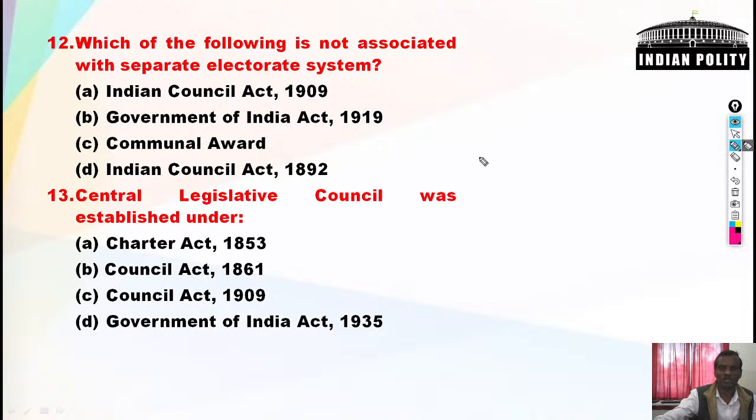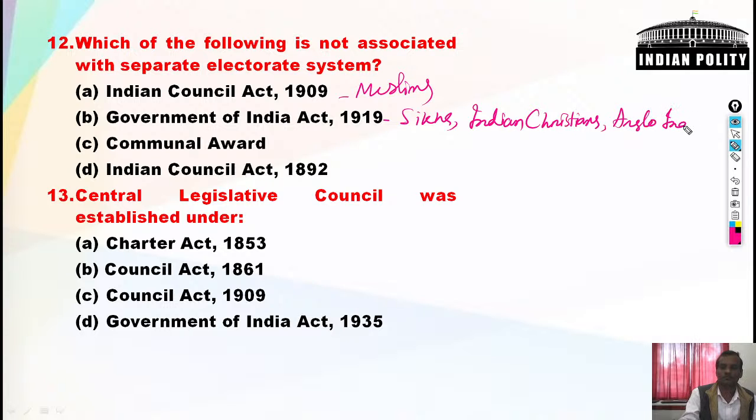Which of the following is not associated with the separate electorate system? In 1909 it was for Muslims. Muslims, Sikhs, Indian Christians, Anglo-Indians, Europeans, and communal representation was allowed, but for depressed classes, that is not there. So answer is D. Not associated is D.